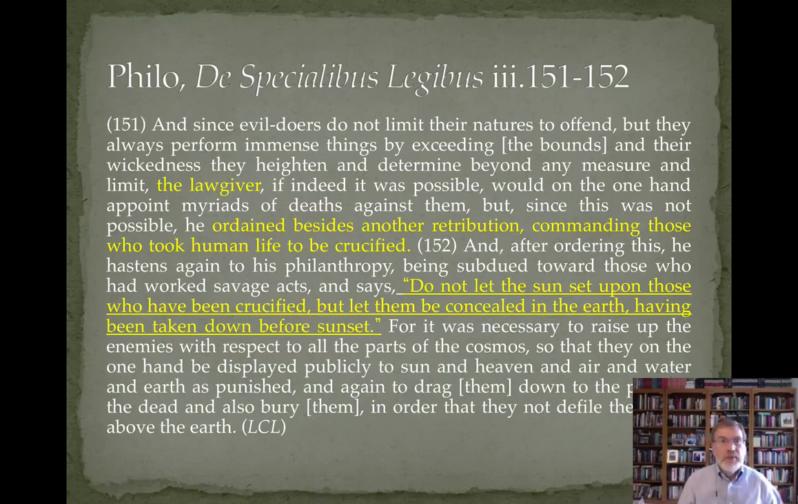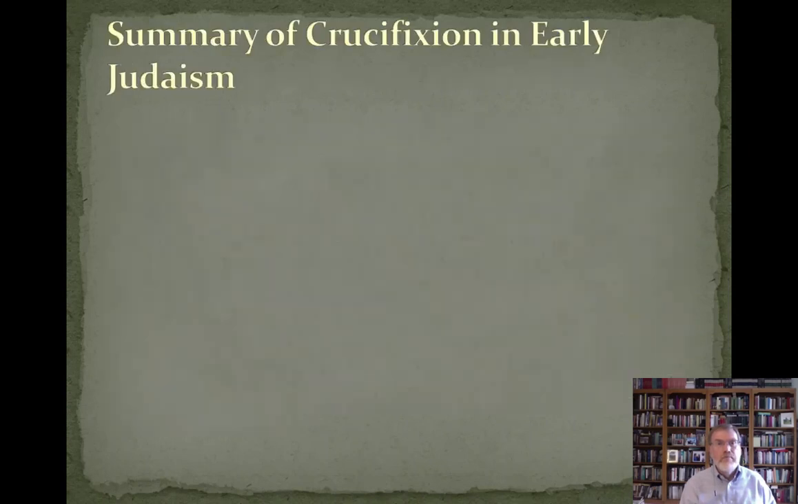We see this, by the way, in Philo, who associates this very text in Deuteronomy 21 with somebody being crucified. As he says here, somebody who takes human life is ordered by the person who produced the law, namely God himself, to be crucified. And the sun is not to set upon him who is being crucified. Clear allusion to Deuteronomy 21.